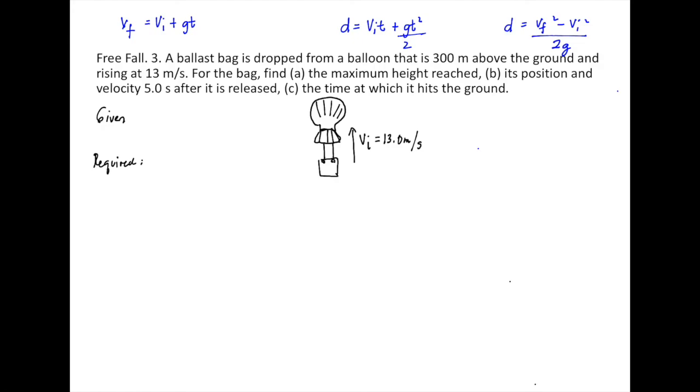Now, let me write first the given. The given is here that the initial velocity of the balloon is 13 meter per second. So the value of g is negative 9.8 meter per second squared. Later, after some time, the balloon will drop off the bag. So let's have our letter A. Find the maximum height reached.